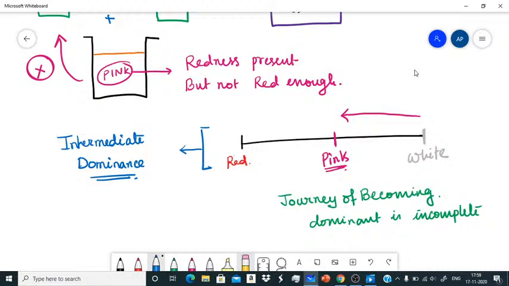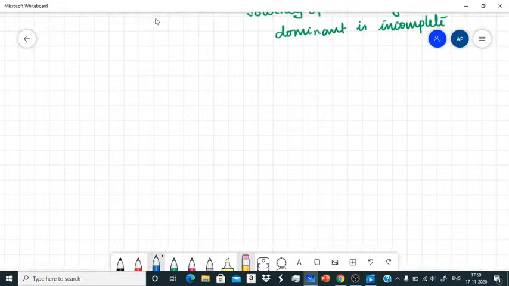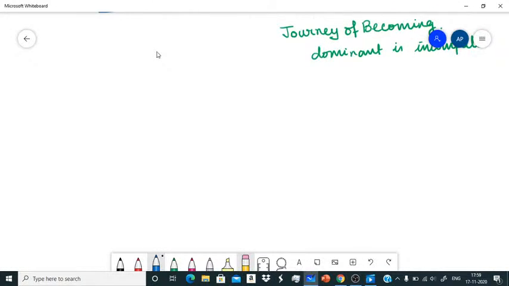Now, how can we represent this in a cross? Let's understand that cross of incomplete dominance or intermediate dominance. Now, before going to that, I would like to show another thing to you. Suppose I have two cans of paint. In one can I have red paint and in another can I have white paint. Right.